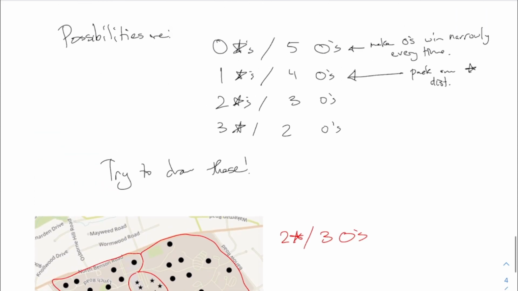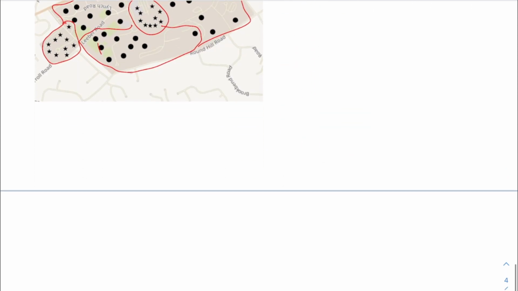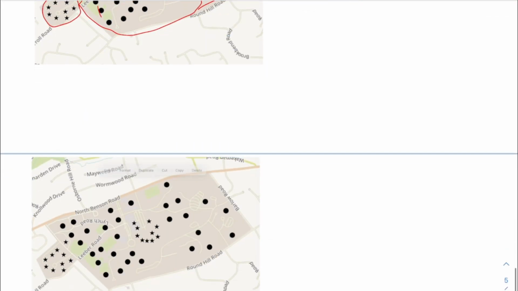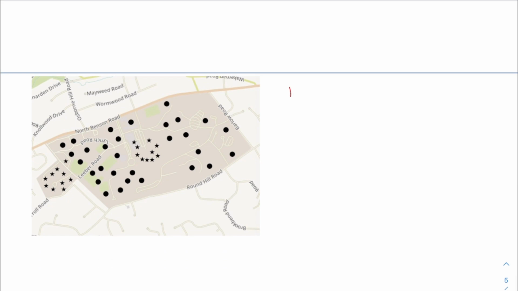Let's try, how about 1 and 4? I will get another copy here. 1 and 4. So I'm going to try 1 star, 4 circles. For this one, I'm going to pack 1 full of stars, and the lingo that they use on the streets is packing and cracking. So I'm going to pack 1 star, which maybe I'll do this one here.